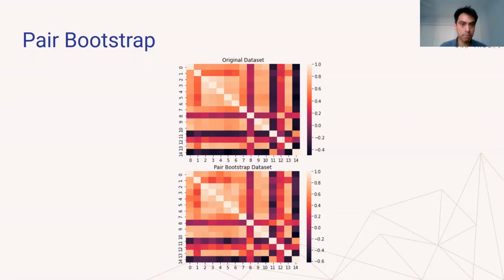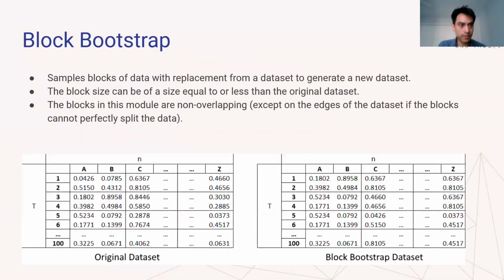So, yeah. The next method is the block bootstrap method, and this one is the same idea as the row bootstrap. So we have as an input that data set, and what we do is just sample blocks of data from that data set with replacement to generate a new data set. And each block can be a size equal to or less than the original data set. The way that it works is that you define a block size and you partition your original data set in that defined number of blocks.